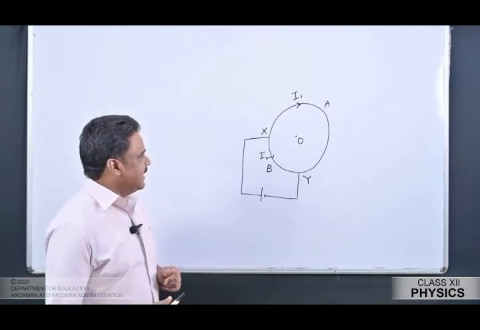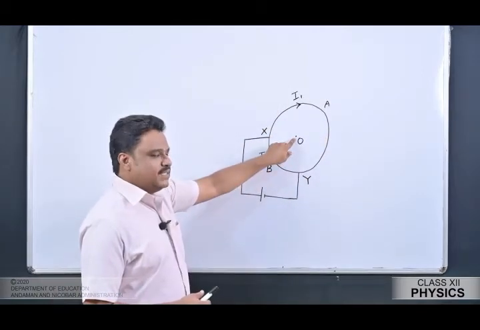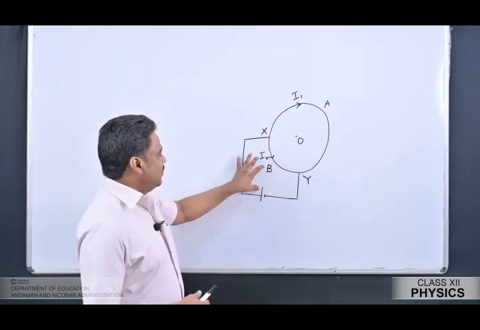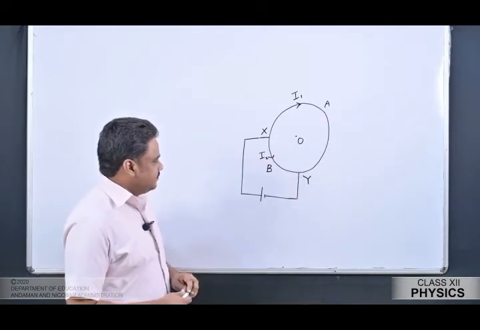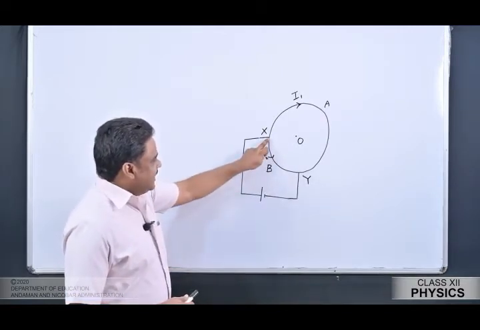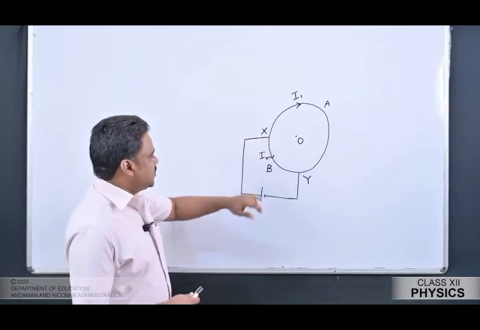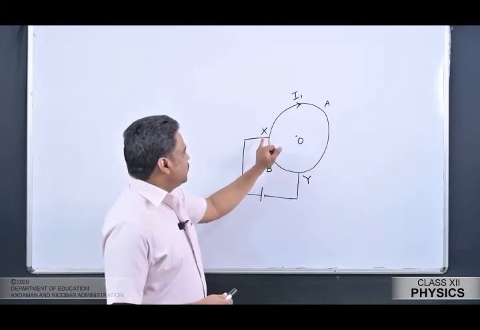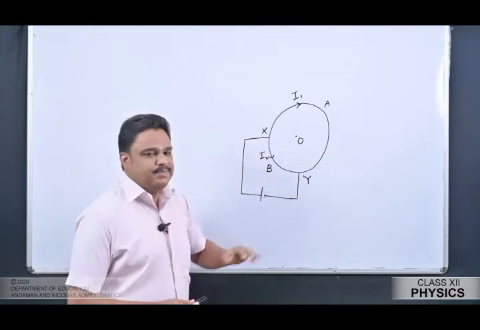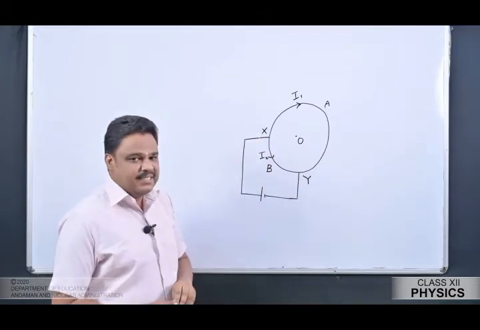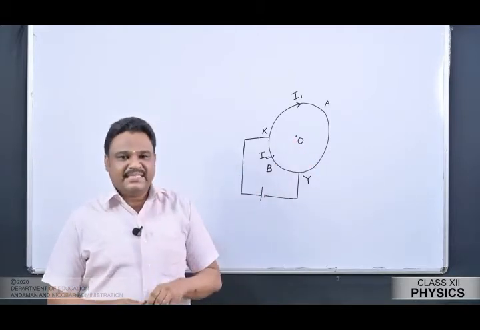Now let us focus on the diagram. We are able to see there is a circular loop, and the midpoint of the circular loop is O. Across the circular loop, a cell is connected across X and Y. At point X, the current splits. I1 is the current flowing through the part XAY, and I2 is the current flowing through the part XBY. If this is the situation, you are going to prove that the magnetic field at the center will be 0. So let us start.